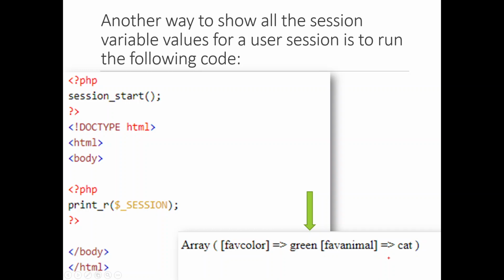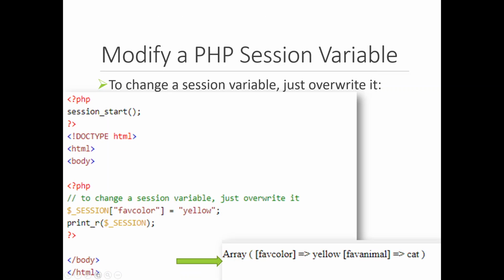Another way to print all the values of your session is by using the print_r function. If you use print_r on the session super global, it's going to print an associative array, because the session variable is actually an associative array with the name of the position and the value. So that's the other way you can print out your sessions in order to view them.